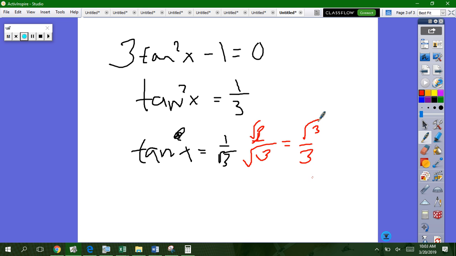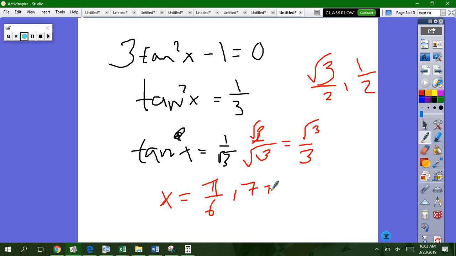Where does tangent equal root 3 over 3? That's something that we should know. That's where the coordinate is root 3 over 2, comma, a half. Man, I'm using the same ones over and over again, am I not? What's the answer? Pi over 6 and 7 pi over 6. Now notice, I could write that and say plus 2 pi n, but I'm not going to. I'll show you what I would really write.